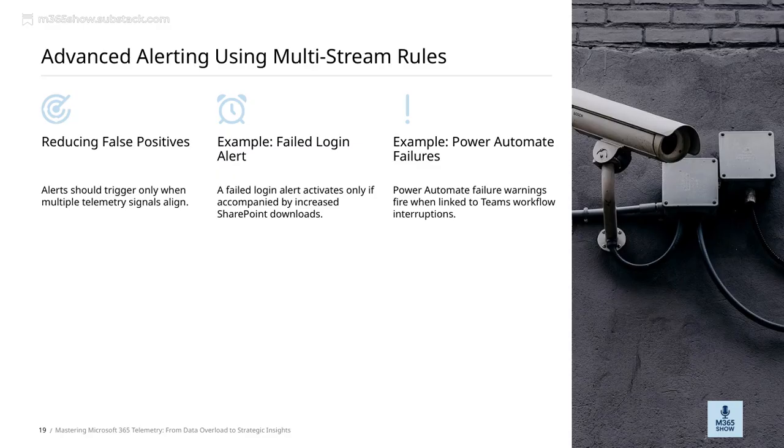Another example is a failed login alert. Instead of just notifying us about every failed attempt, we make it activate only if there's also an increase in SharePoint downloads. This way, we focus on potential security incidents that matter, rather than false alarms. The key takeaway here is that alerts should only fire when multiple telemetry signals align. This approach helps us reduce false positives, ensuring that our team responds to genuine issues, not just noise. It's all about turning raw data into strategic insights, which ultimately helps us maintain a secure and efficient Microsoft 365 environment.